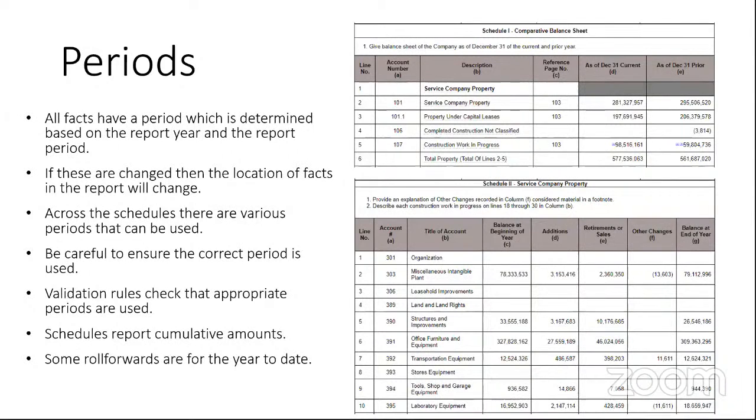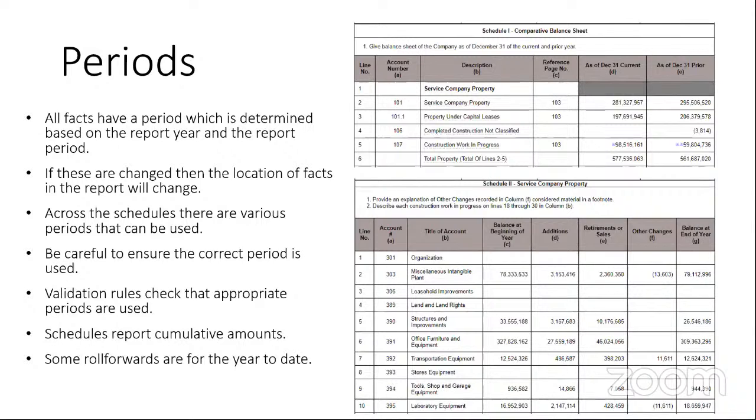There are two different types of periods you're going to be putting on. If it's a measure at a point in time, like a balance sheet item, that you can see on the top slide for service company property, the balance at the start of the year is going to be December 31st, 2018, let's say, and then the prior year, maybe 31st of December 2017.